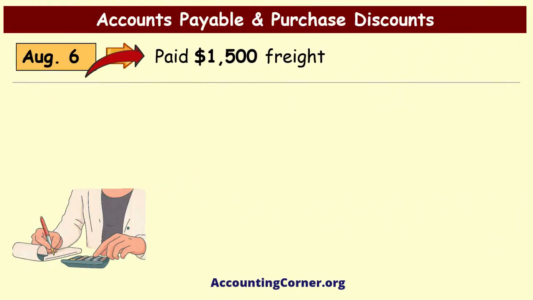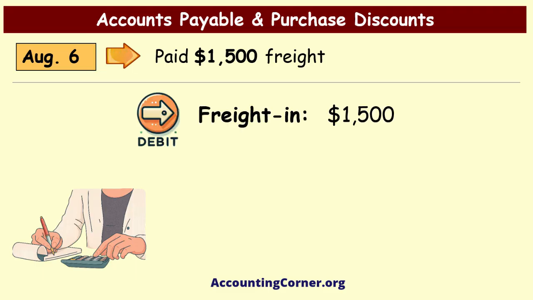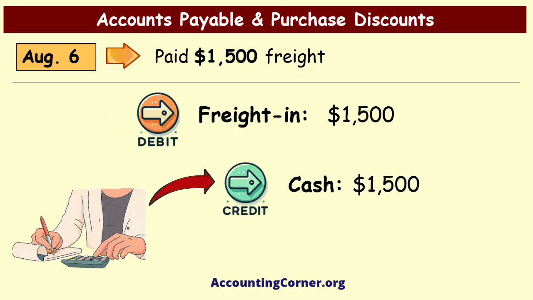On August 5th, the company paid $1,500 of freight cost. Freight in cost is debited by $1,500. Cash is credited by $1,500.